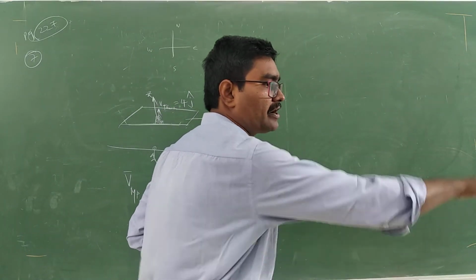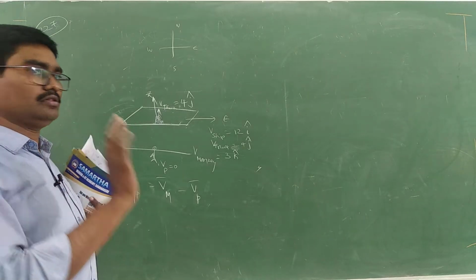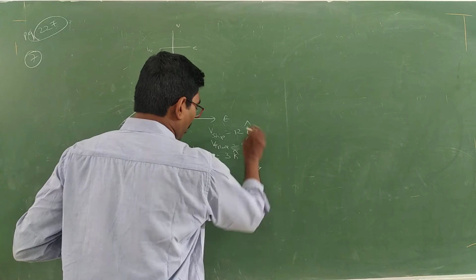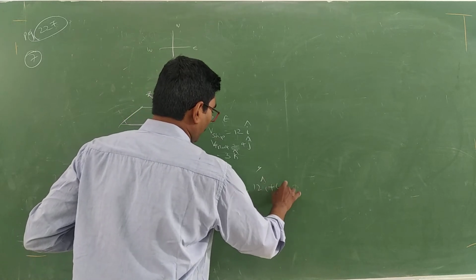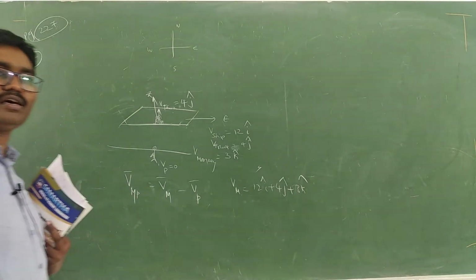The ship is moving in a perpendicular direction. So now what is the resultant? You have to consider all. So what is the velocity of the monkey here? It is 12i plus 4j plus 3k. That is the velocity of the monkey.